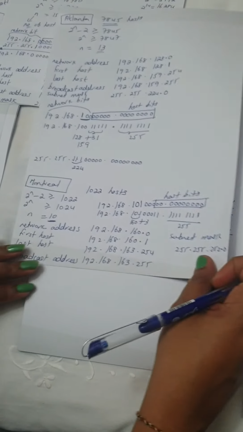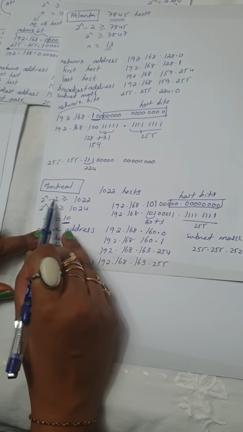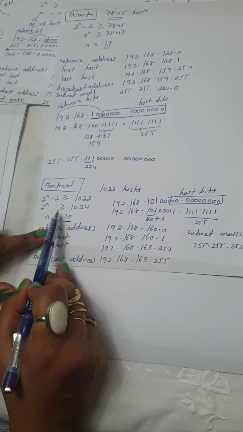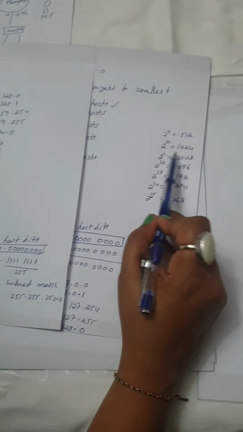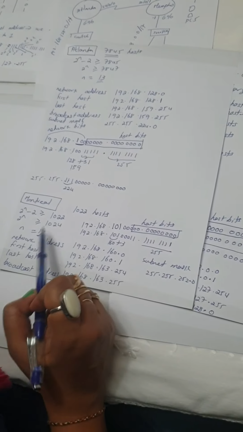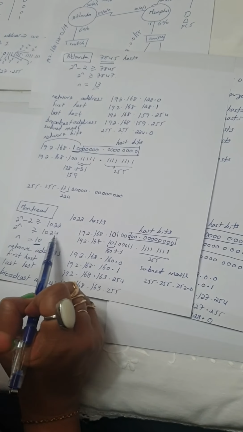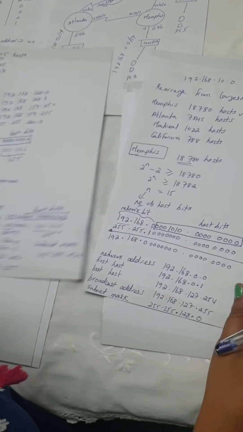Go back to Montreal to show you something. When n is equal to 10, it was 2 power n minus 2 greater or equal to 1022. 2 power n is greater or equal to 1024. And as we saw here, 2 power 10 is equal to 1024. We don't take the bigger one because it's greater or equal to. So it equals 1024. That's why n is equal to 10.